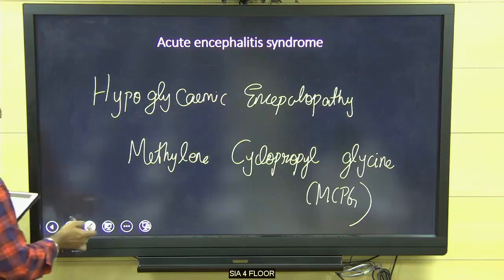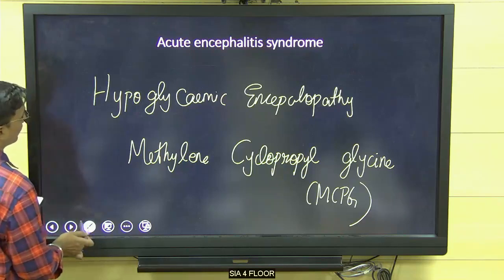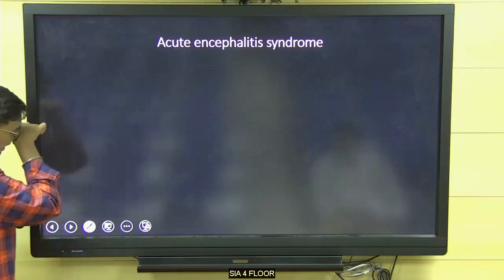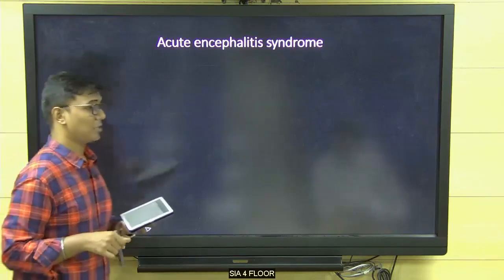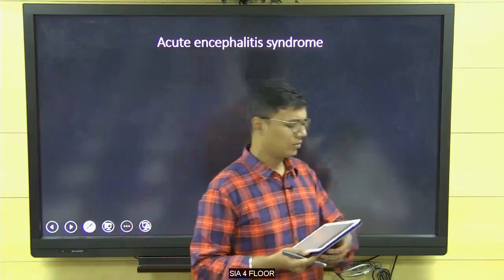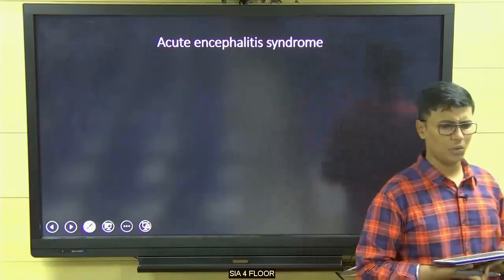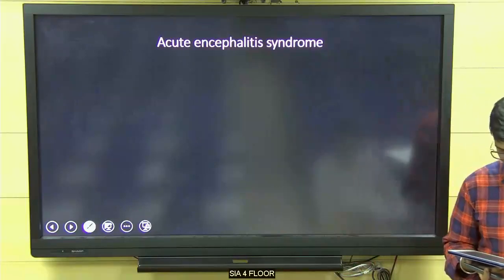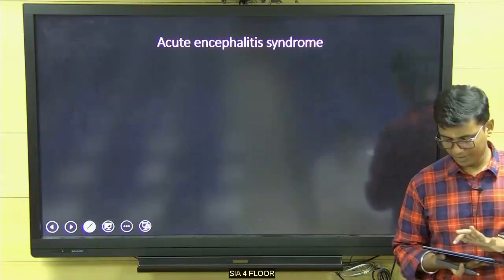We go to the next one. Now, how MCPG, that is methylene cyclopropyl glycine, caused the death of children. See, what happens to blood sugar level when we wake up in the morning? How is the fasting blood sugar level? Is it high or is it low or is it normal? Someone here? The blood sugar level when we wake up early in the morning.